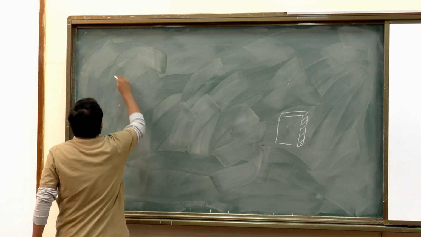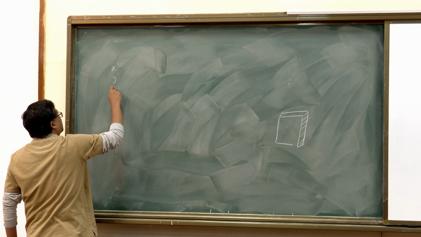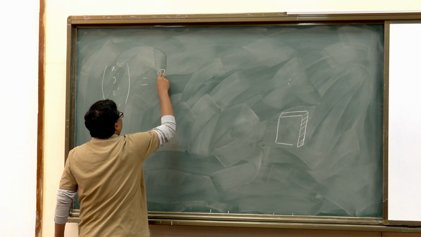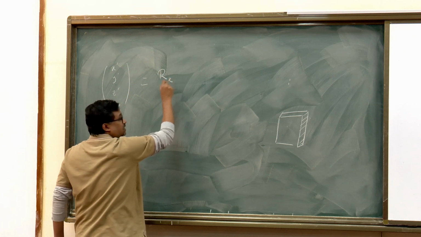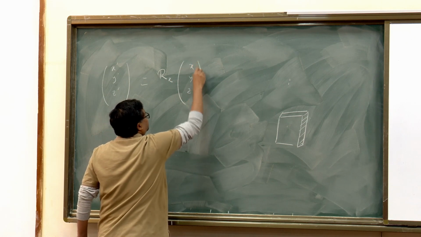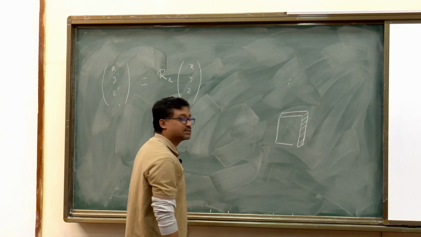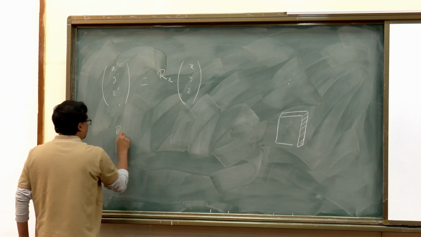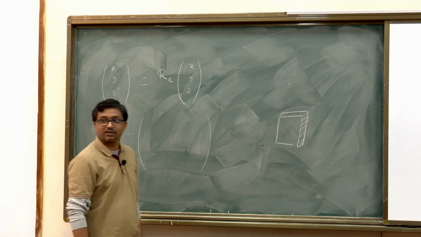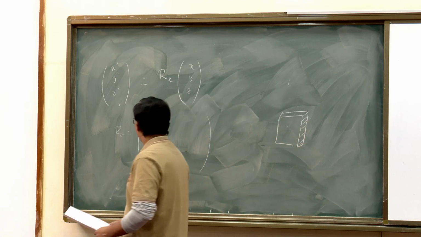So if my rotated coordinates are x prime, y prime and z prime, I can write this as some operator, let us say R, acting on the original coordinates. So what do you think would be the form of these R operators? Let us say Rz. What would be the form of Rz? You have to tell me that. How do you derive it?